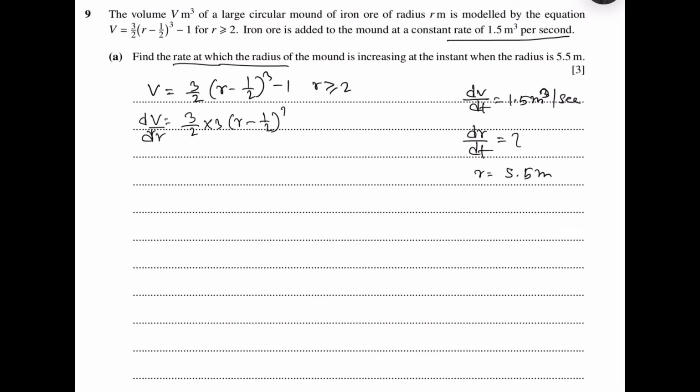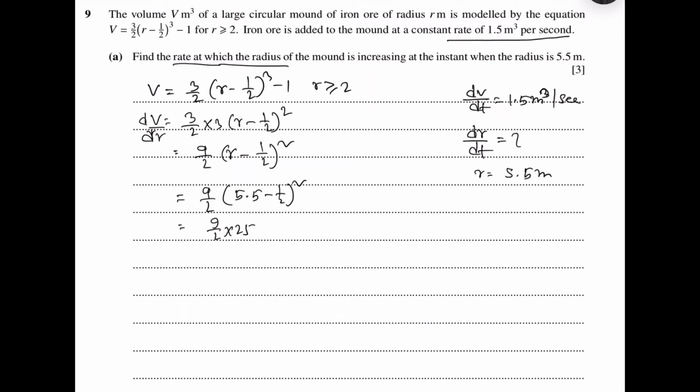3 minus 1 is 2, and if you use the chain rule, r will be 1 and half will be 0, so it is not necessary to go more. And 1, if it is differentiated, it will be 0. Now it is becoming 9 by 2 (r minus 1 by 2) whole square. We can easily apply here 9 by 2 and then 5.5 minus half whole square. Half is 0.5, 5.5 minus 0.5 is 5. So 9 by 2 into 25.